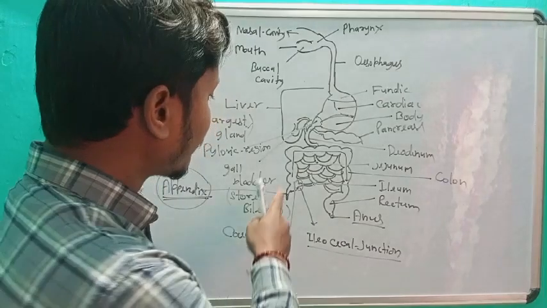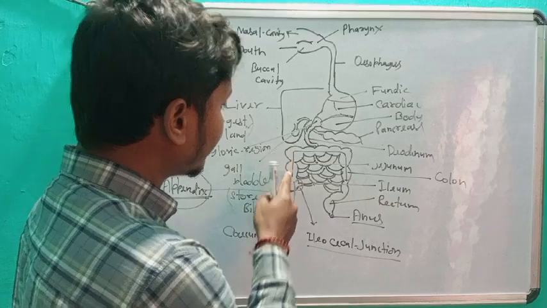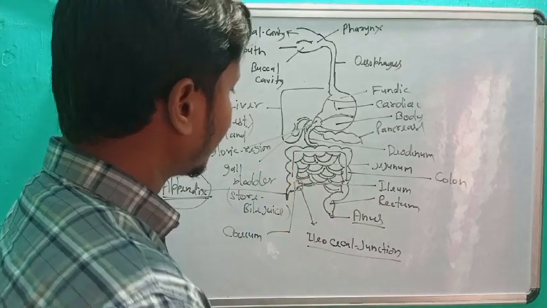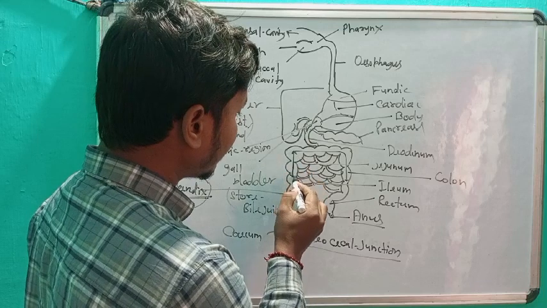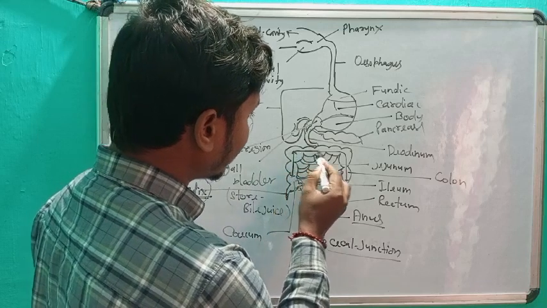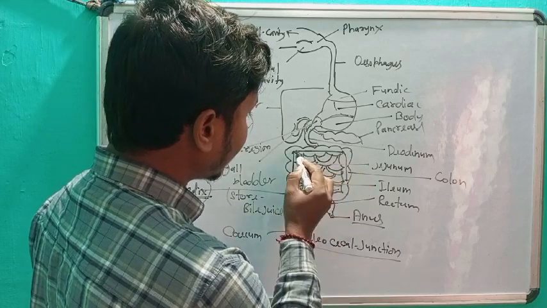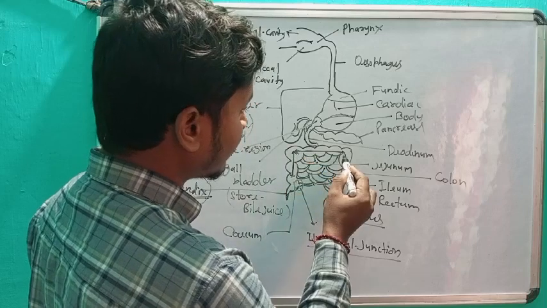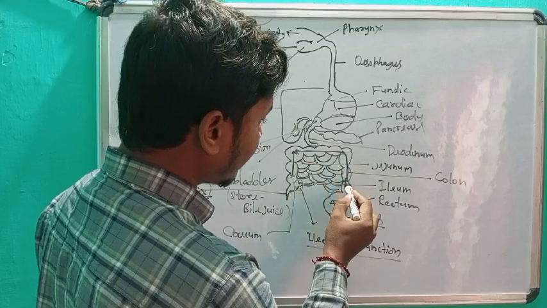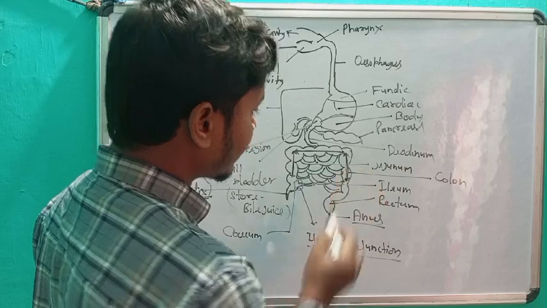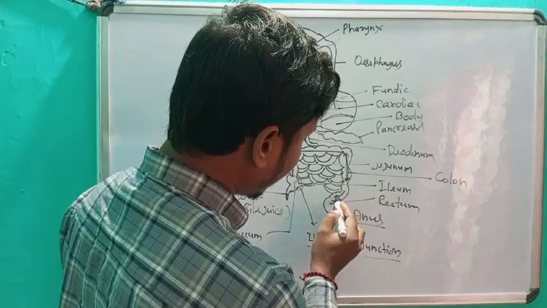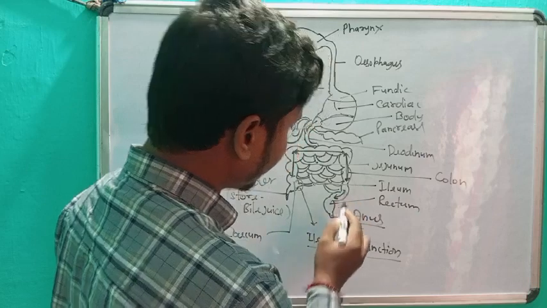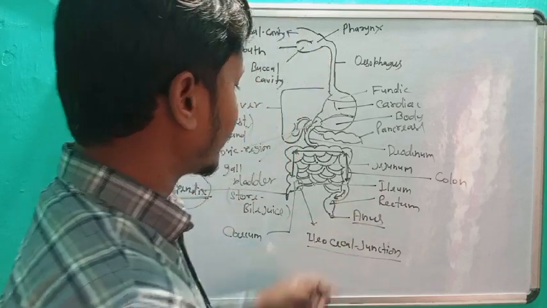The colon is divided into four main regions. This is the ascending colon. This portion is known as the transverse colon, and this portion of the colon is known as the descending colon, and the last one is the sigmoid colon.